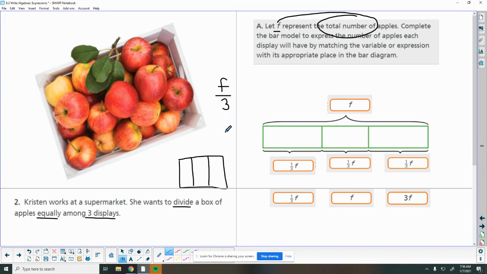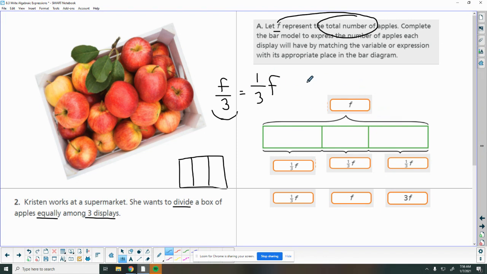We can also use the reciprocal of that. So the opposite of 3 is 1/3. The opposite of divide is to multiply. These are equivalent because they're opposites of each other. So taking F and dividing it by 3 would give us the answer, or taking F and cutting it into thirds and taking a third of that.